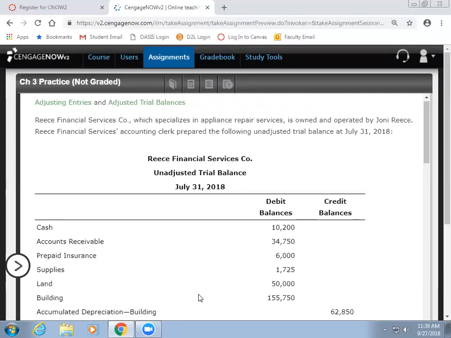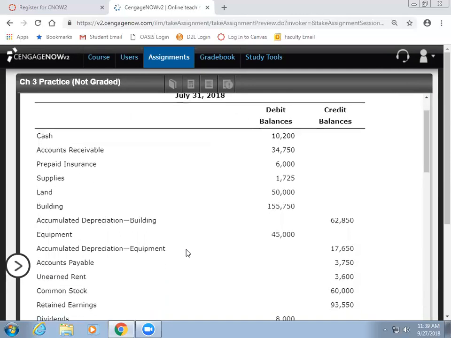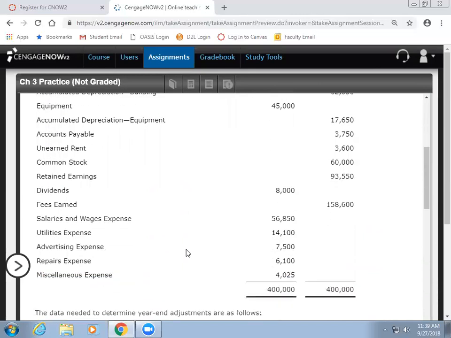So now let's look at Reese Financial Services Company, and they're giving us the unadjusted trial balance. So these are the numbers that we got after we journalized and posted all of our transactions for the period before doing any type of adjustments. They show us our unadjusted trial balance, which you'll be doing on your project. After you've journalized and posted all of page 5 and 6, you'll want to do an unadjusted trial balance. So again, this is just listing all the accounts and their ending debit and credit balances. You can see them all through there.